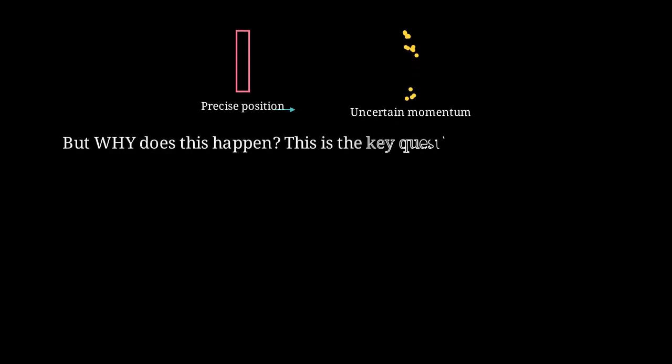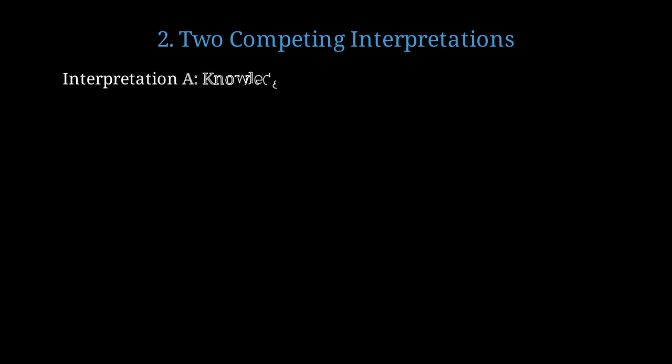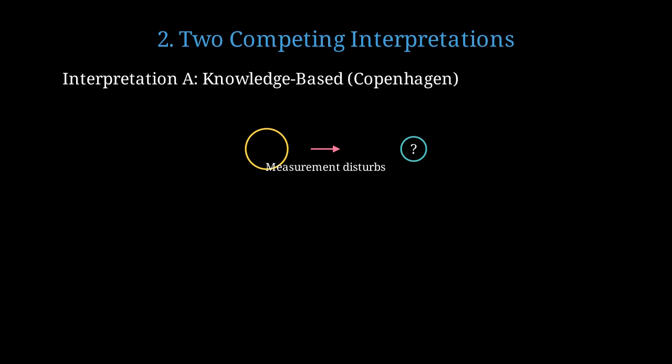But the crucial question that Popper addressed is, why does this happen? What is the physical mechanism? There are two main ways to interpret the uncertainty principle, and this is where the debate begins. Interpretation A from the Copenhagen school says uncertainty arises from our knowledge. When we measure or know something, we disturb the system. In this view, the act of measurement itself physically disturbs the quantum system, causing the uncertainty.